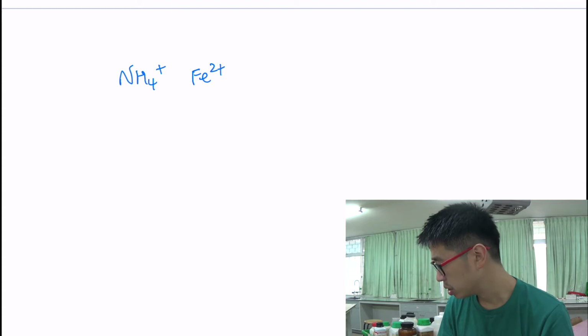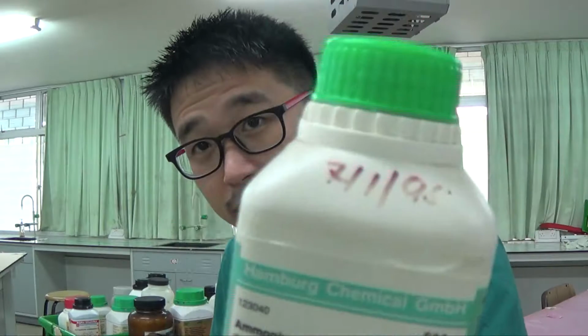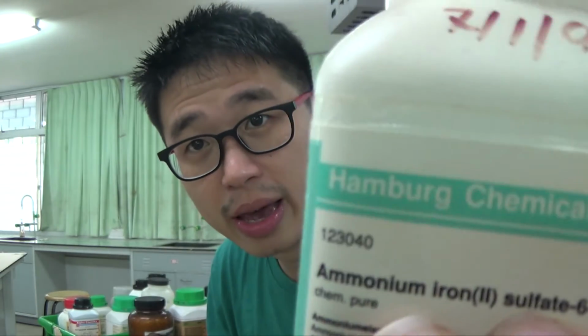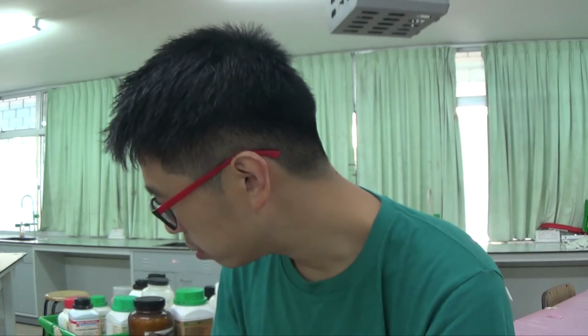So on the screen here you will see I have got Fe2+, and then I've got sulfate. They also put down "pure" there. I don't know if you can see it. "Chem pure." Alright, okay. So SO4 2-.